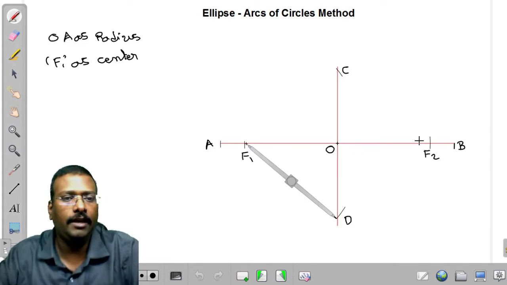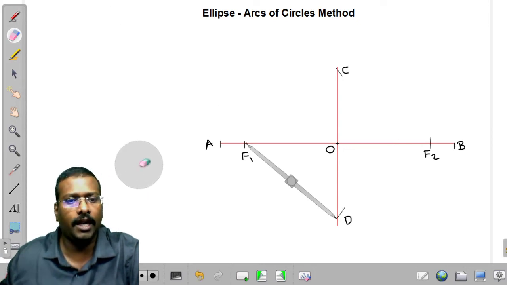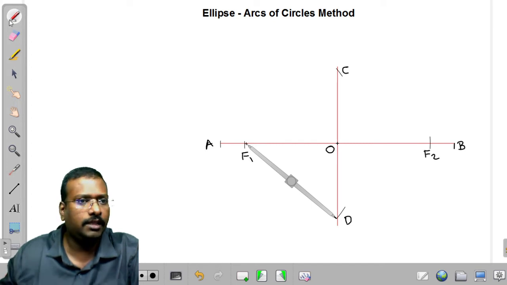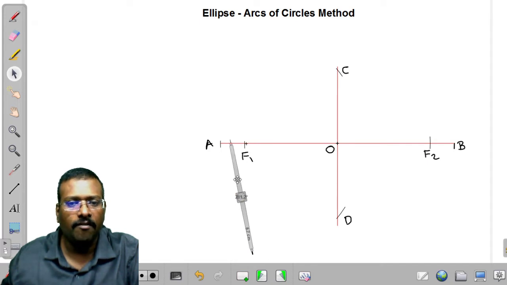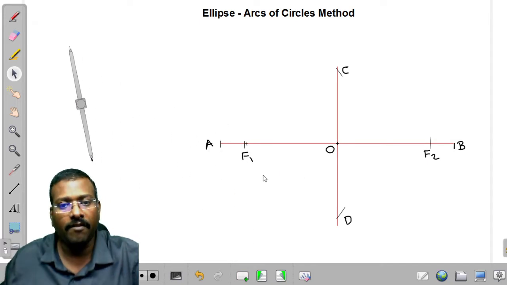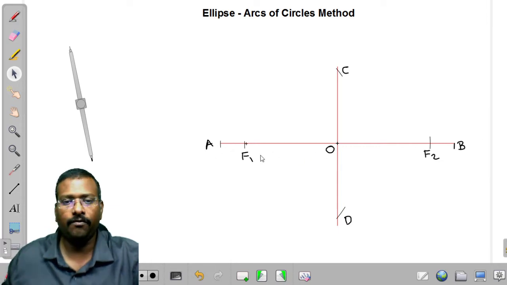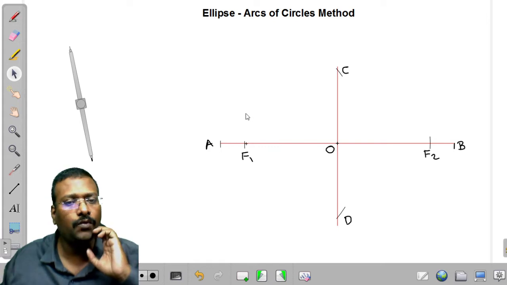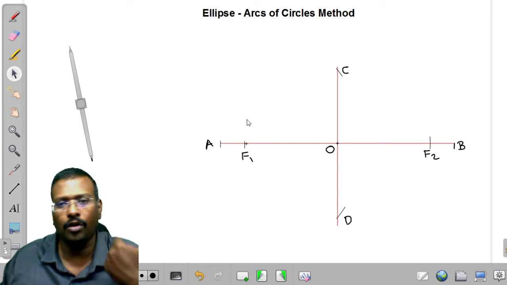So after marking F1, F2 and A B, first step in this procedure, what we have to do? Divide the axis A B from F1 onwards towards O. This is important, my dear friends. So remember one thing, mark 4 points. Why 4? No restriction. For a neat diagram, normally we will choose 4 points.